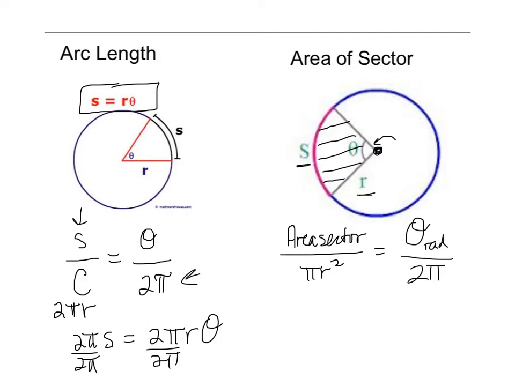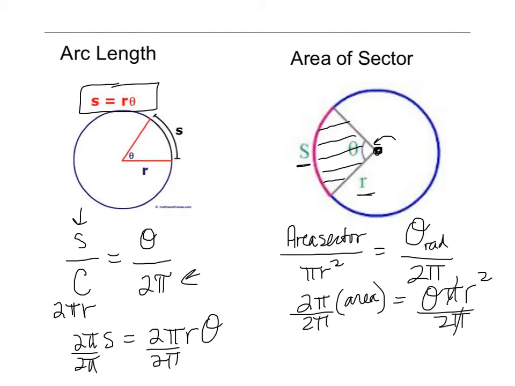So once again, if you multiply times 2 pi, and I'm just going to shorten that to area, equals theta pi r squared. When I divide both sides by 2 pi, you notice the pi's cancel, but the 2 does not. So the area of a sector is going to be 1/2 theta r squared. Now I could write theta r squared all over 2, but it's the same basic formula. So these two formulas you need, write them down.